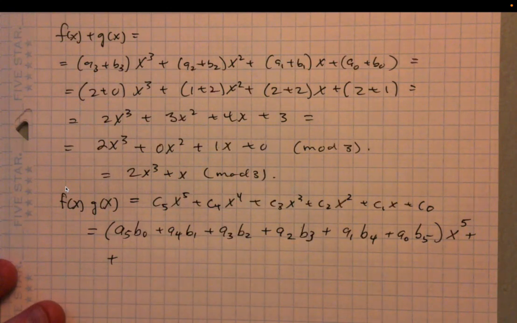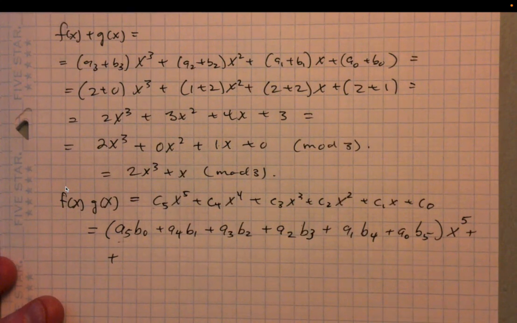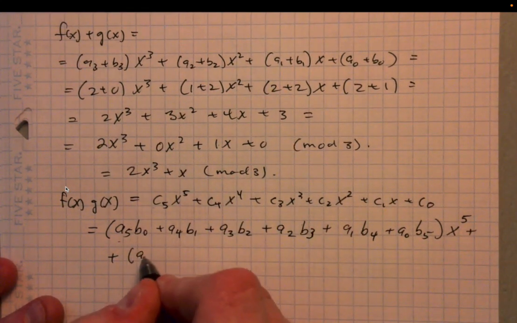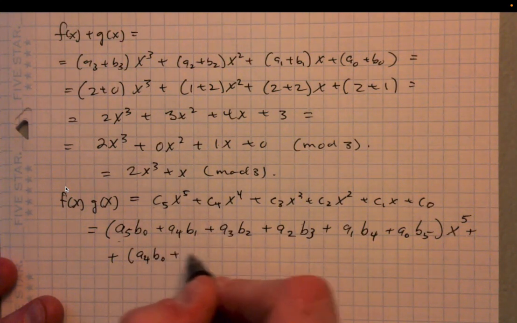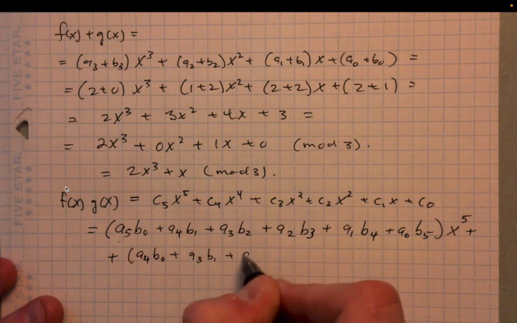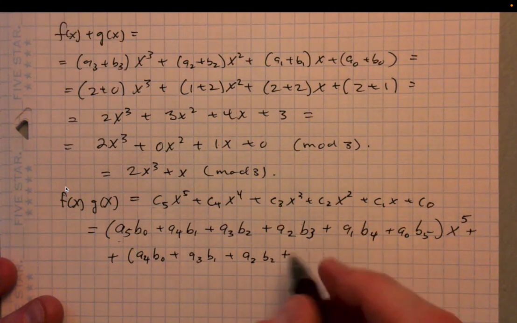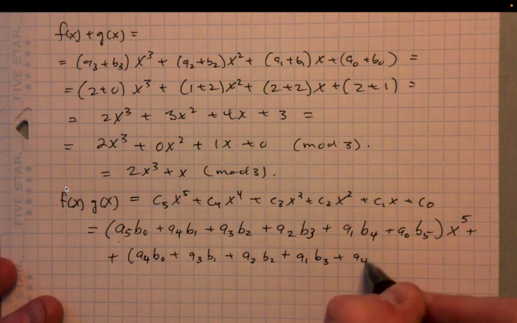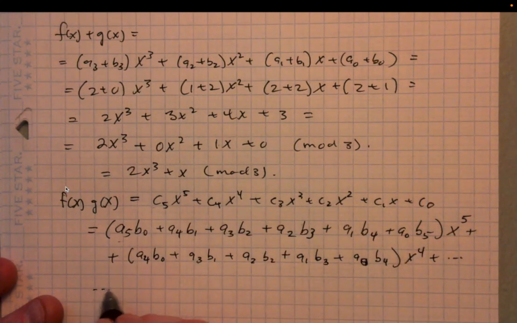Okay, and then we'd go to the next. Now the good news is these get smaller as you progress through the polynomial, thankfully, otherwise it'd be ridiculous. It's already a little ridiculous, but the next term would have as a coefficient a sub 4 b0 plus a sub 3 b1 plus a sub 2 b2 plus a sub 1 b3 plus a sub 0 b4, and that would be the x to the fourth plus dot dot dot, and we'll just kind of wrap it up here.